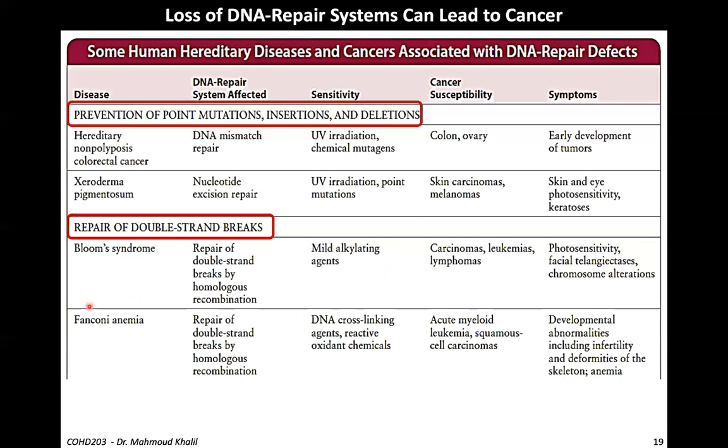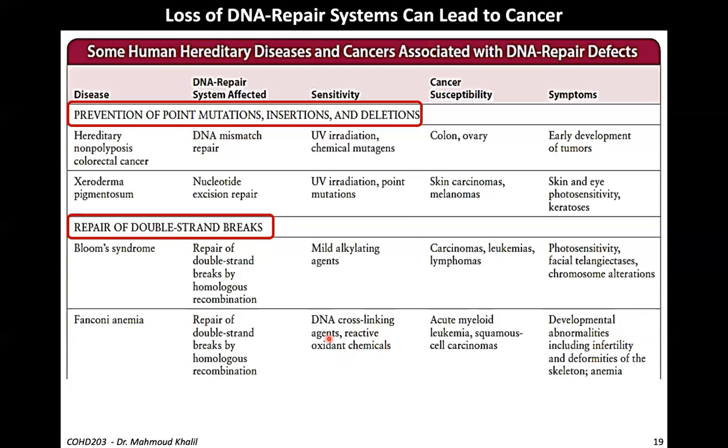The second example is Fanconi anemia. As with Bloom's syndrome, it is defective in the DNA repair system of homologous recombination. The main agents that lead to this kind of anemia are DNA cross-linking agents. One of the major DNA cross-linking agents is a chemical called ethidium bromide, which is routinely used in molecular biology labs for staining DNA.